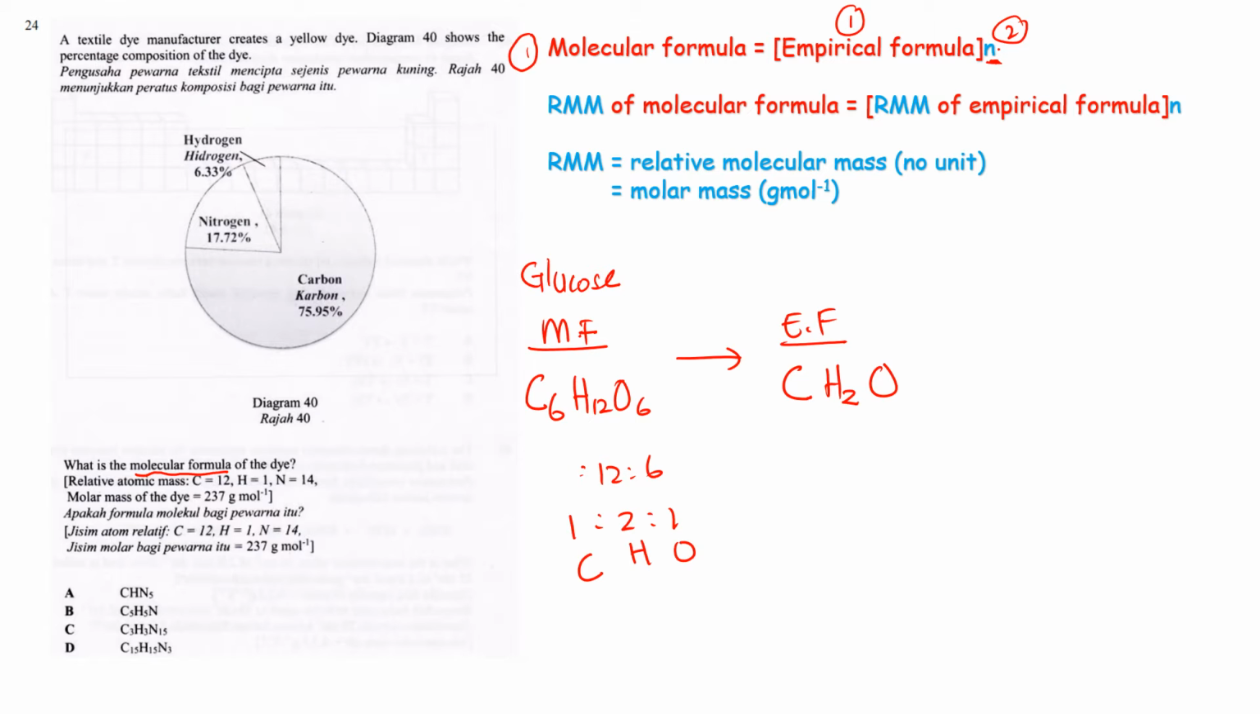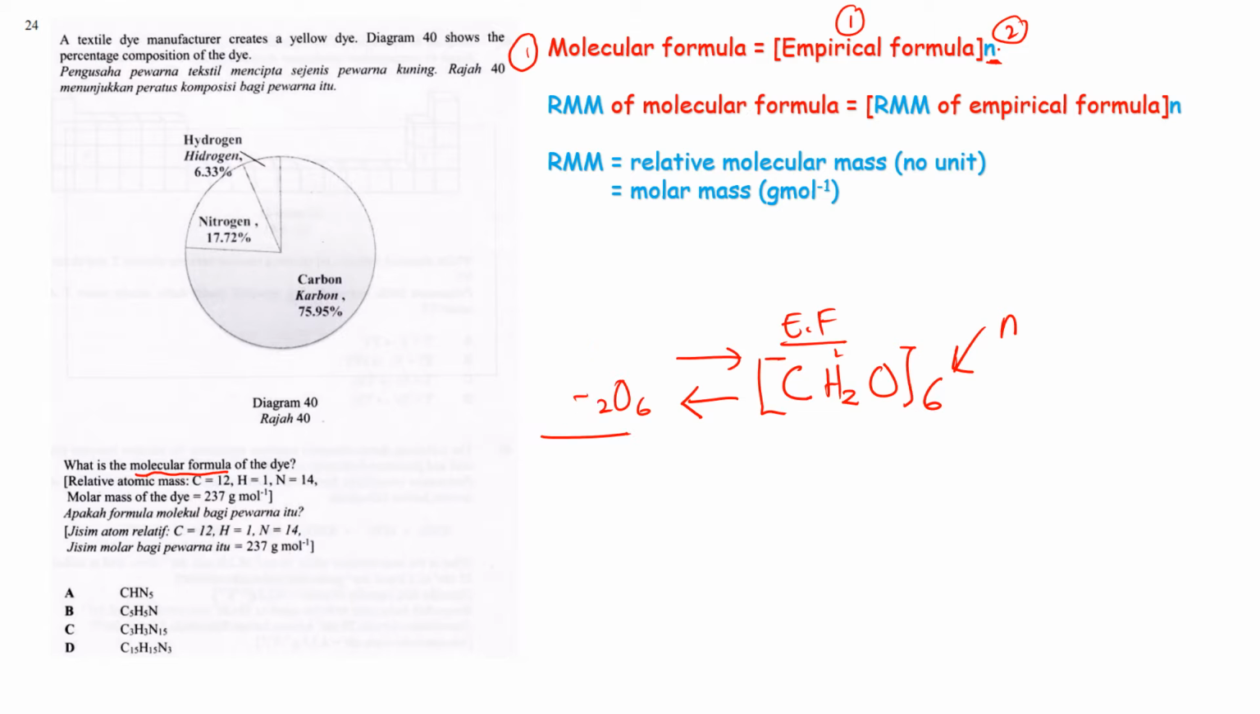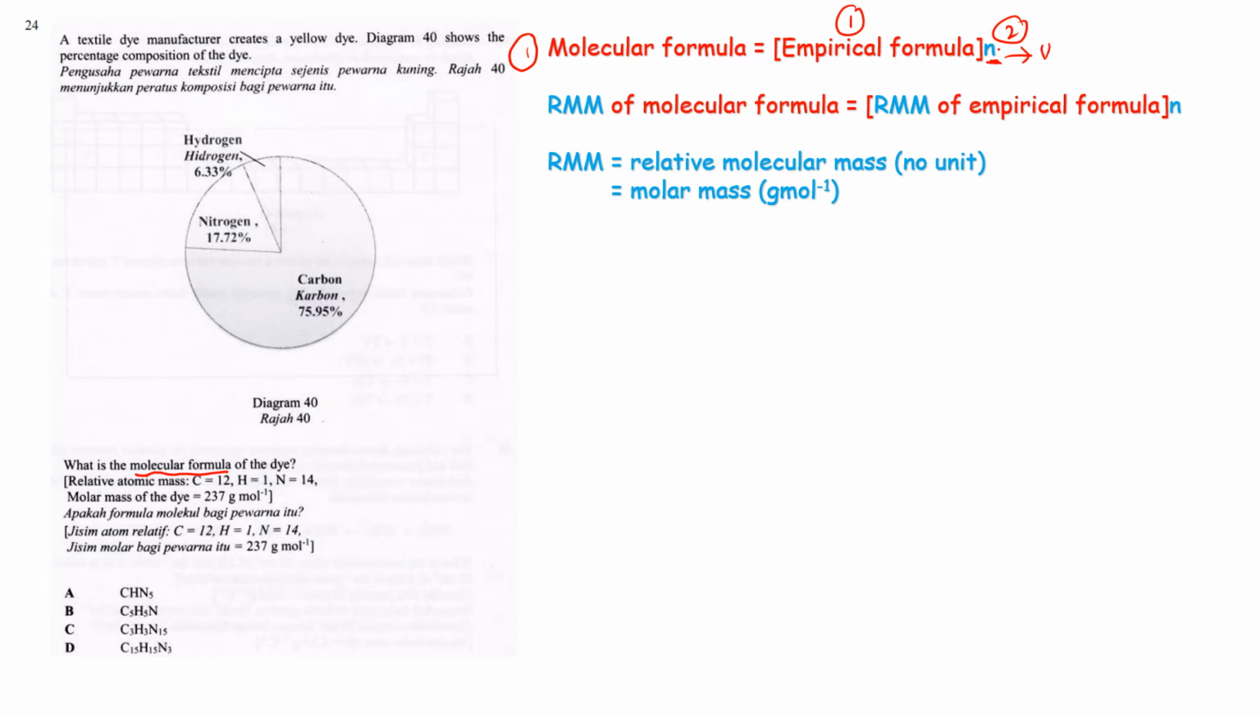Now, when you have the empirical formula, can you get the molecular formula? Yes. If you multiply the empirical formula by 6, you will get back the molecular formula. So to get the molecular formula, you must have the empirical formula and the unknown n. These are the two important pieces of information you must get first. Now n is unknown. It is a value.